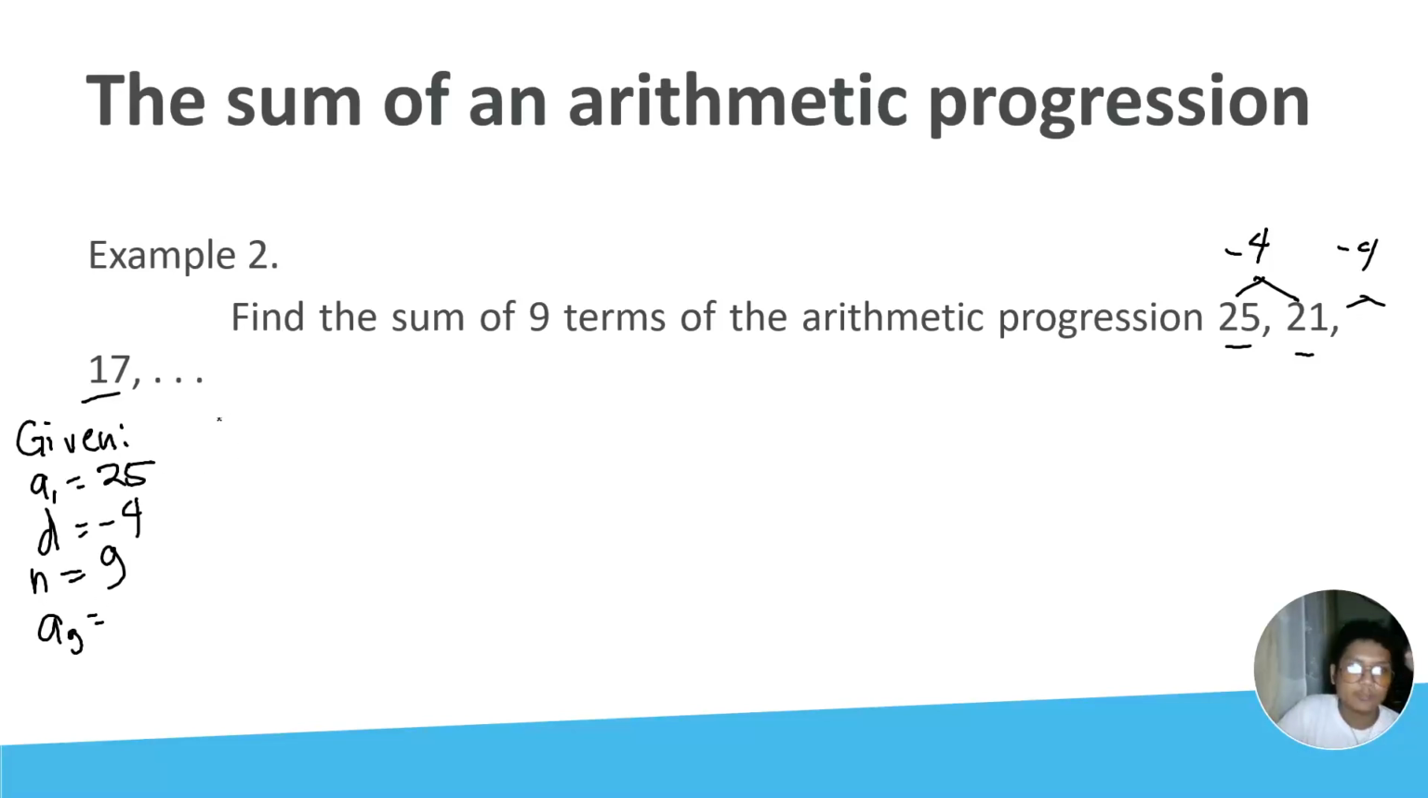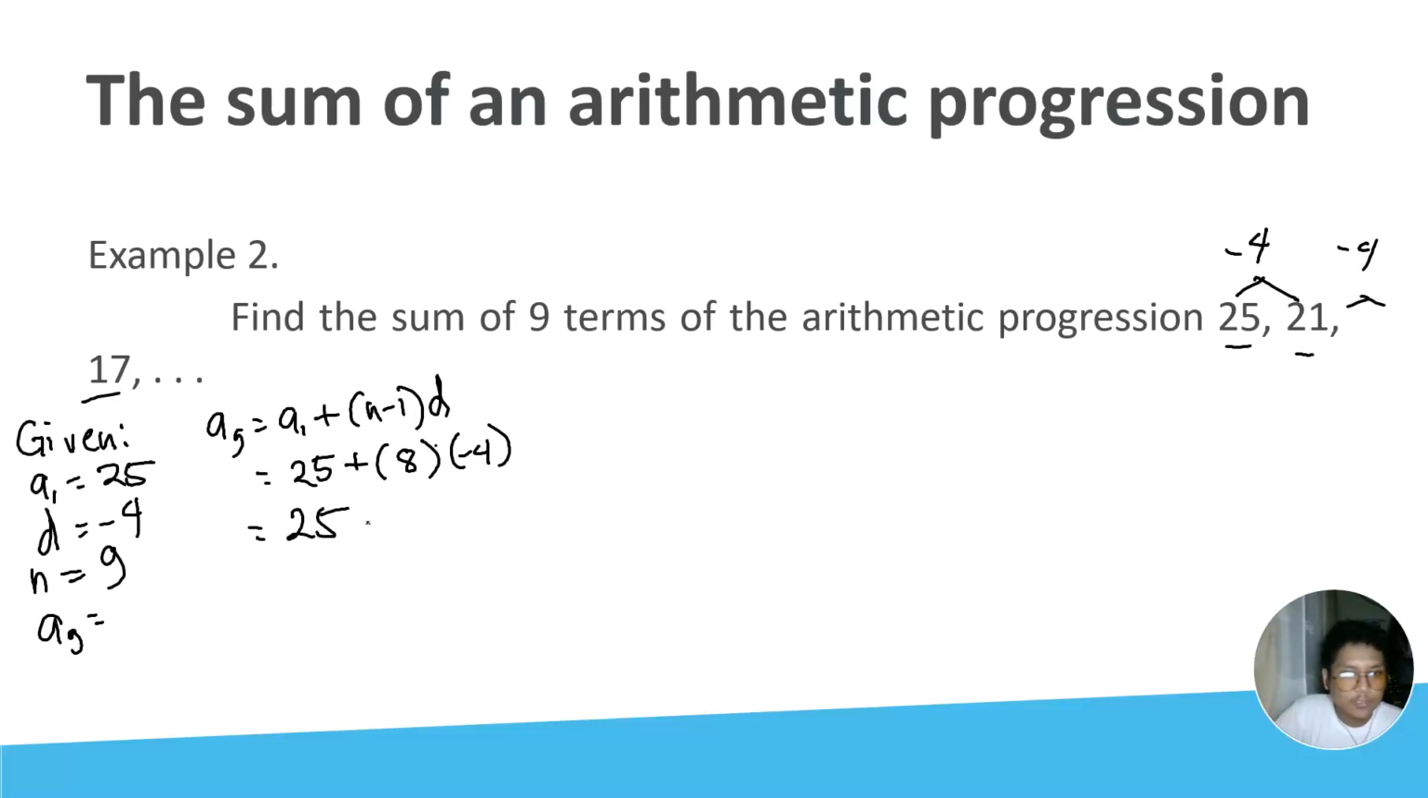The ninth term is ano? Solve muna natin yung ninth term. The ninth term is the first term plus n minus 1 times d. First term is 25 plus 9 minus 1, which is 8, times common difference negative 4. So, 25 plus 8 times negative 4 is negative 32. S of 9 is negative 7.